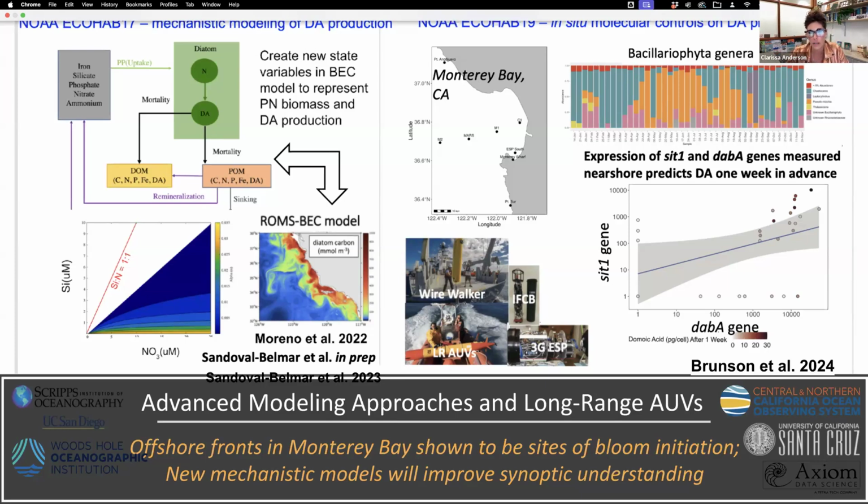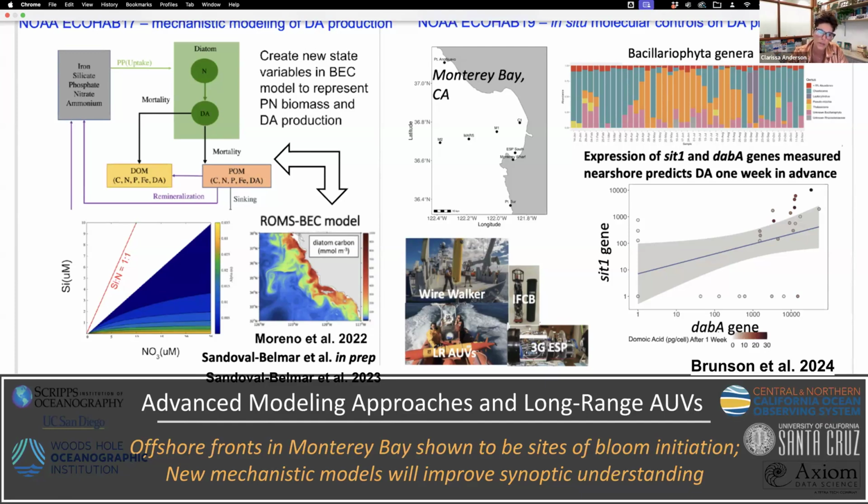Another way is to send out these long-range AUVs and sample blooms in situ as they are forming, and you can do that with a number of molecular techniques now. And some of the early evidence that we've seen there that this is important is that we've seen blooms really starting in fronts offshore in Monterey Bay. Again, just pointing to the need to have this kind of information.